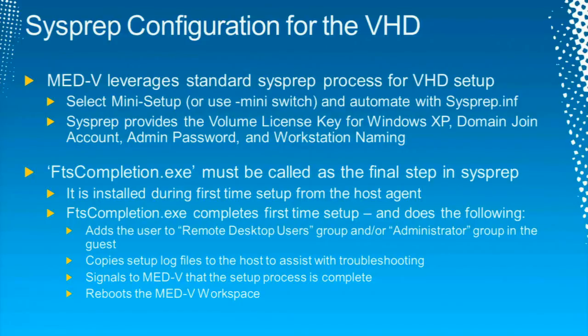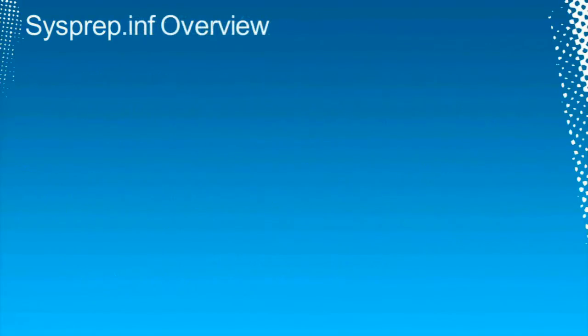And so what it does is first it adds the user to the RDS group. That's required for the remote app technology, the seamless technology for the end user. And if you choose to do so and need it, it can also add that user to the admin group in the Windows XP image if your applications require it. It then copies files to a location where you can pull them to do your reporting, if you need to do that, and then it will tell Medvi that the process is complete and it will reboot the virtual machine. So that is an important step. So let's look at an example of a sysprep.